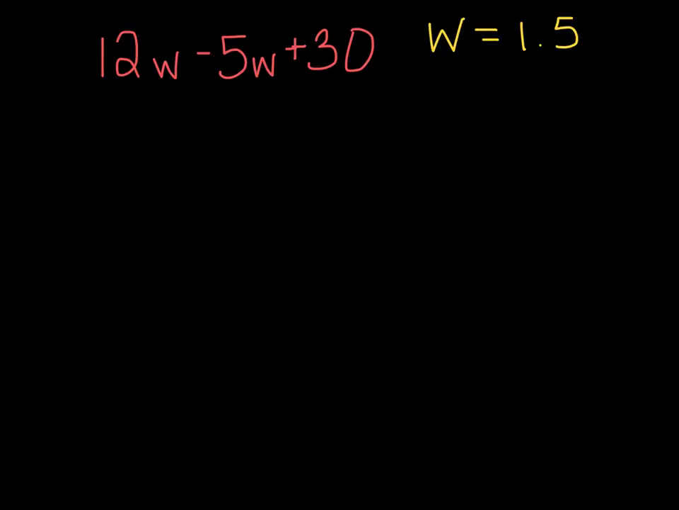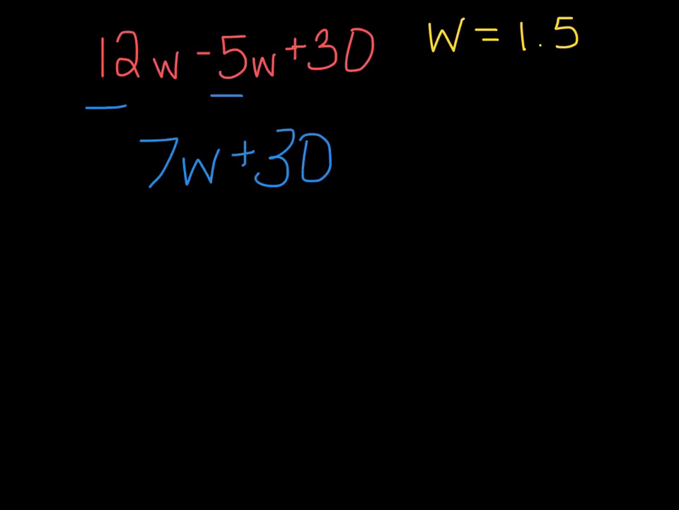So when we have 12w minus 5w, we just look here at the 12 and the 5. 12 minus 5 equals 7w. We bring that variable down, plus 30. That's a much simpler equation.